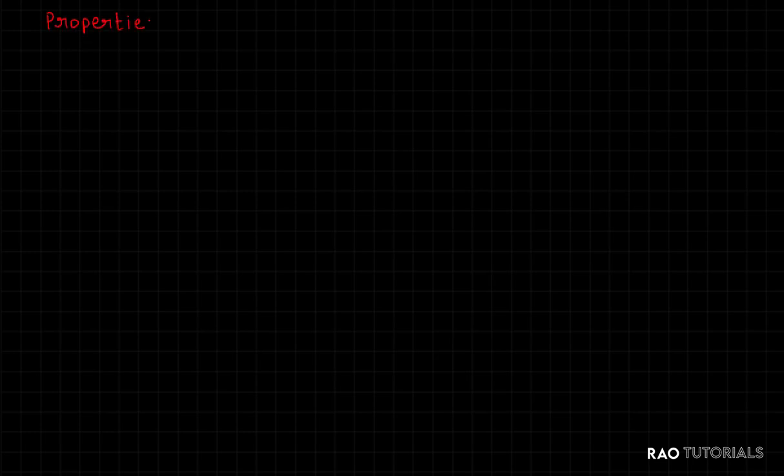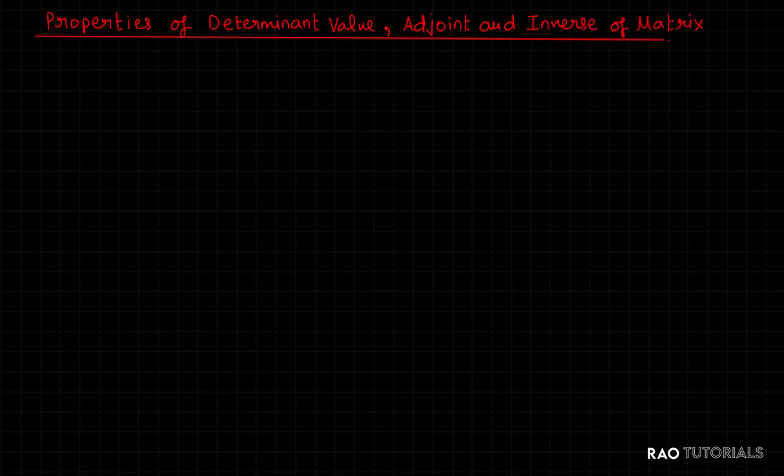This video is all about the properties involving the determinant value, adjoint, and the inverse of a square matrix, and requires the viewer to have prior knowledge of multiplication of matrices and finding determinant values, adjoints, and inverses.